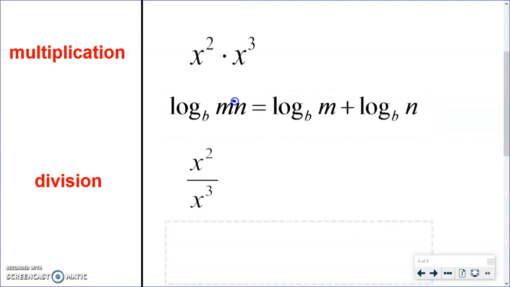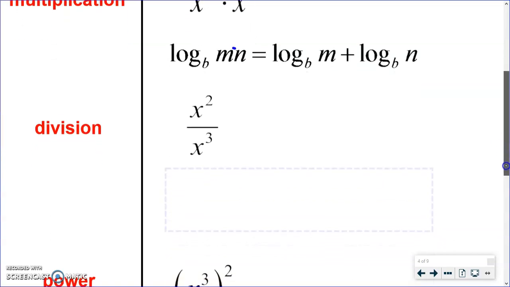So when we talk about our log properties, if you have log base b of m times n, we can separate them to be log base b of m plus log base b of n. So kind of the same with the exponents, you would add the exponents. Here you would add two separate logs together.